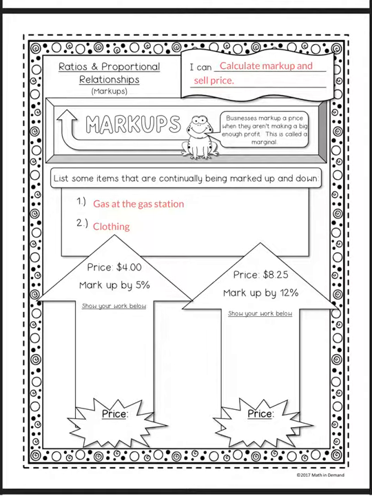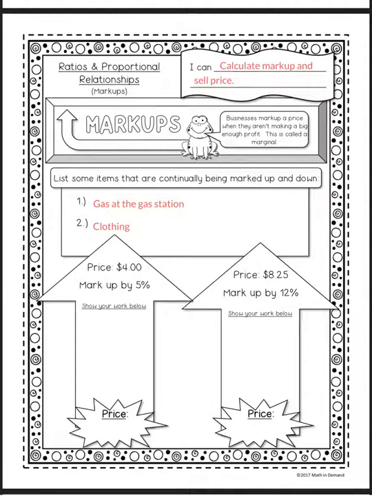Now let's look at the first example. Let's say a store buys an item for $4 and then they're going to sell it to you. But in order to make a profit, they decide to mark that $4 item up by 5%. We need to find the markup and the selling price. I'm going to show you two ways to do this.